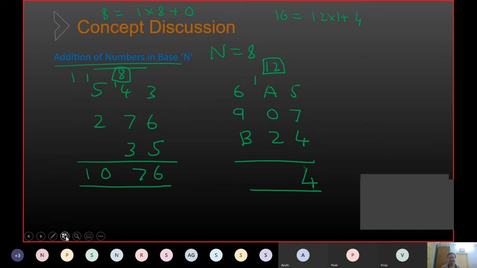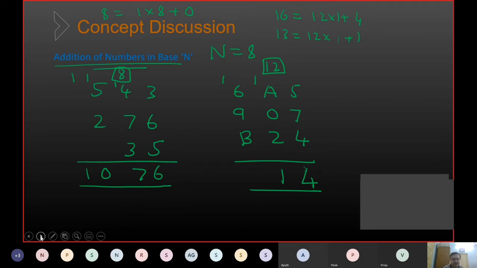Then next comes A. A is how much? 10. So 10 plus 2, that is 12, plus carryover of 1, that is 13. How can you represent 13? 12 into 1 plus 1. So this will be 1 and there will be a carryover of 1.